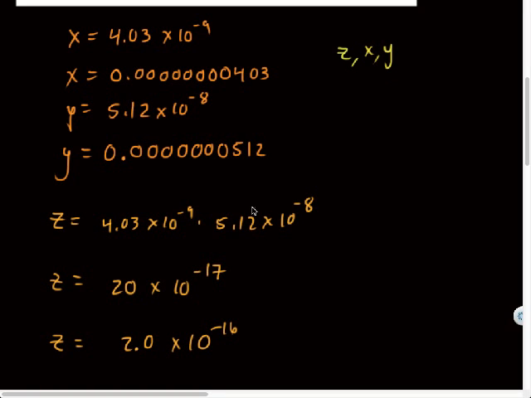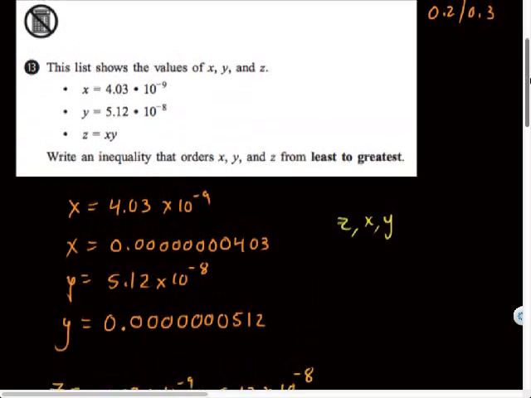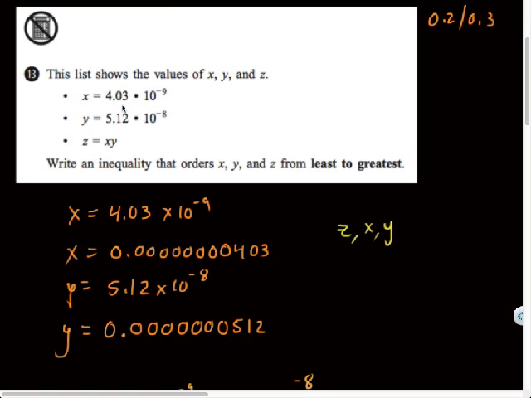Now, even if you weren't able to do this, you might have been able to look at the problem and realize, hey, okay, here's a small number less than 1, here's a small number less than 1. If I multiply two numbers that are less than 1, they are getting even smaller, okay? So z had to be the smallest of those. And then it was just a matter of realizing that a 10 to the negative 8 is larger than a 10 to the negative 9 is what's going on.